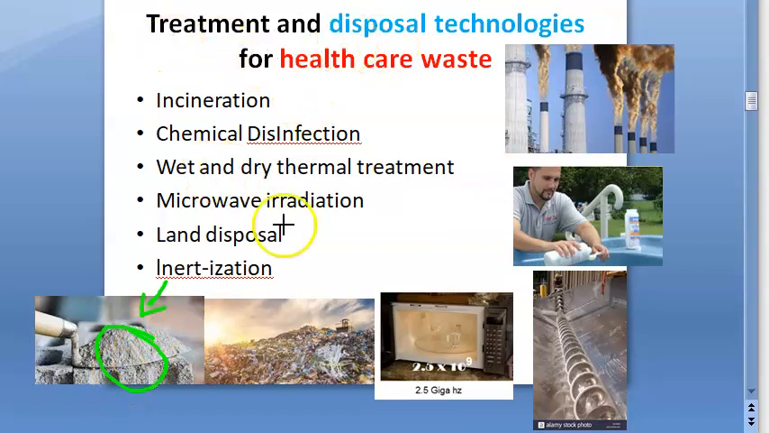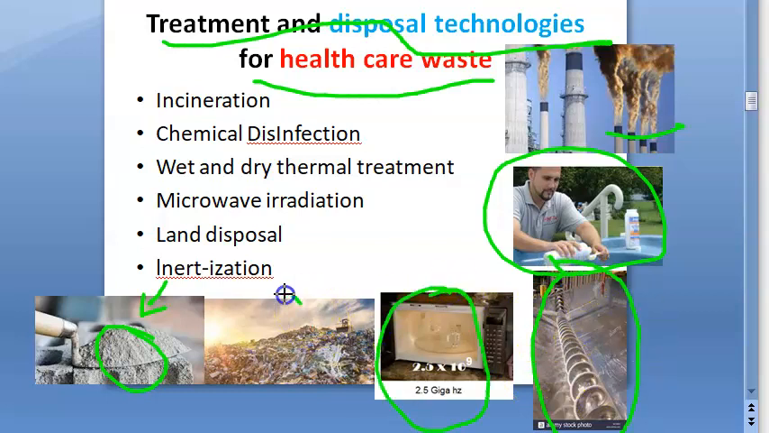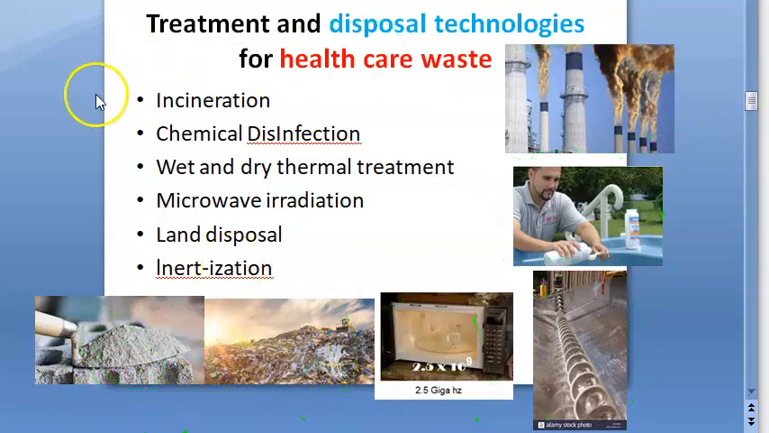So what are we looking at in this video? Treatment and disposal technologies for healthcare waste. Incineration, that is, burn it at some 1000 degrees centigrade, or mix chemicals and disinfect them. And then wet and dry thermal treatment, microwave irradiation, land disposal, inertization. We'll have to look at each of these in detail.